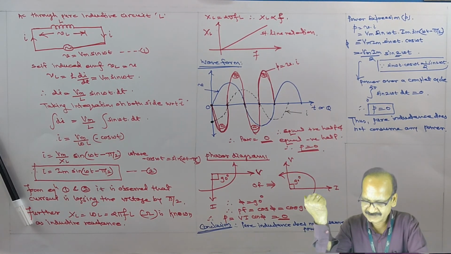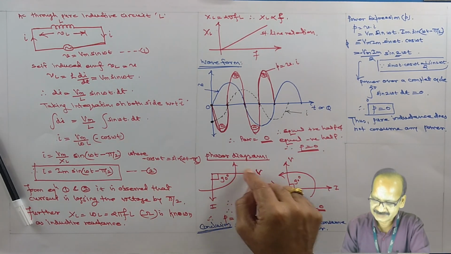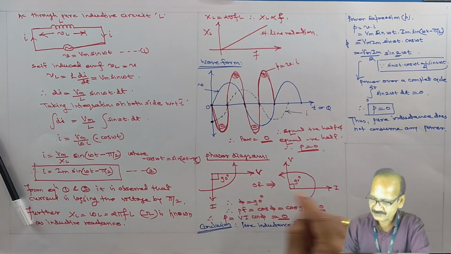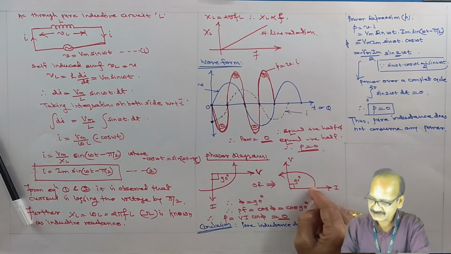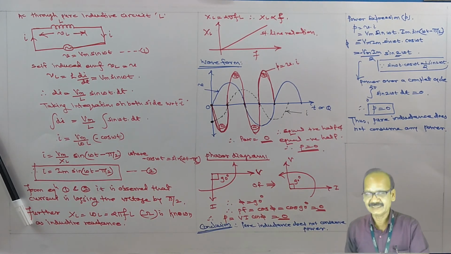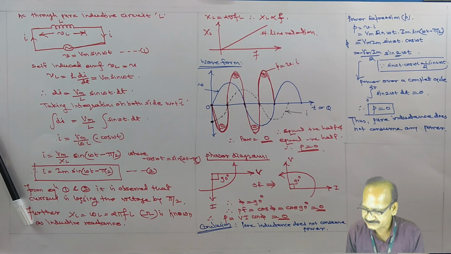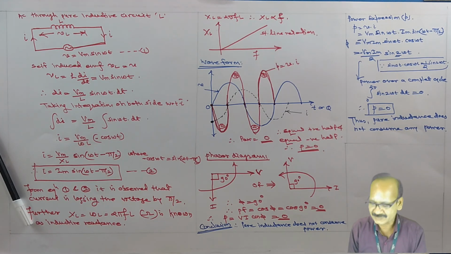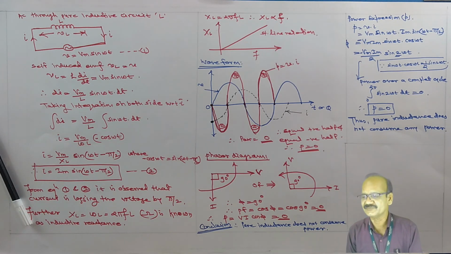Then we have seen the phasor diagram. With voltage as a reference vector, current lags behind the voltage by pi by 2, or by considering current as a reference phasor, the voltage is leading the current by pi by 2. The angle between voltage and current is 90 degrees, and therefore power factor equal to cos phi equal to cos 90 equal to 0. We know that power P equal to V I cos phi, and therefore power equal to 0. So the conclusion is this: the pure inductance does not consume any power.